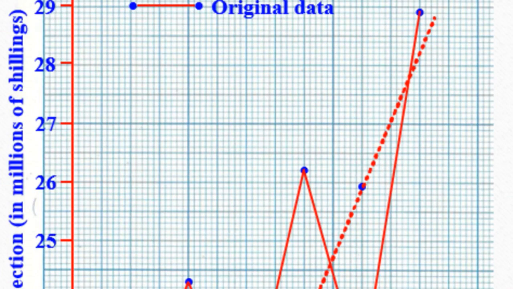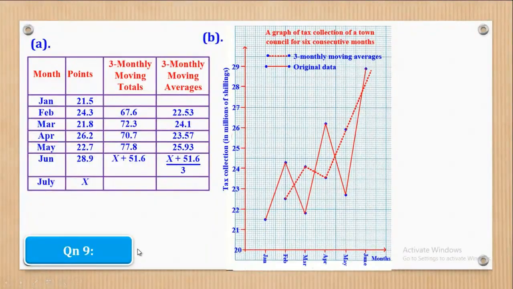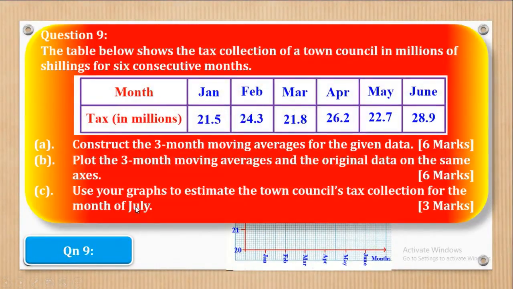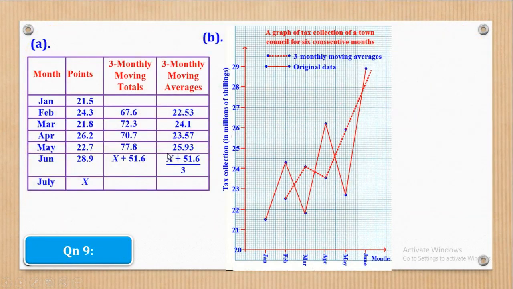Before I get that collection for the month of July, I'll have to first look for the value of the moving average of June. So I'll have to come here and put a line up from June to meet the elongated moving average line. When it meets it, I'll take it horizontally to this side to read off the value, and it will be 28.2.